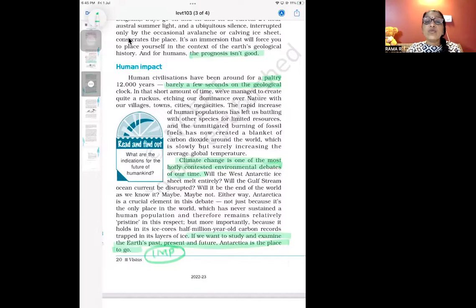Antarctica is a crucial element in this debate. Again important, not just because it's the only place in the world which has never sustained a human population, therefore remains relatively pristine in this subject, but more importantly, it holds in its ice cores a 500,000-year-old carbon record trapped in its layers of ice.